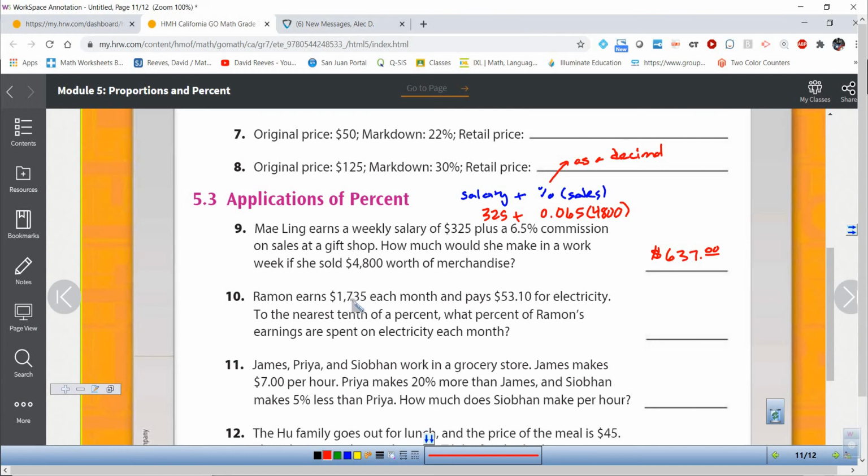Okay. Raymond earns $1,735 each month and pays $53.10 for electricity. To the nearest tenth of a percent, what percent of Raymond's earnings are spent? All right. So basically this question is asking what percent is $53.10 of $1,735, right? This right here is our part. This right here is our whole. Part of everything he's making is going to electricity, and we want that as a percent.